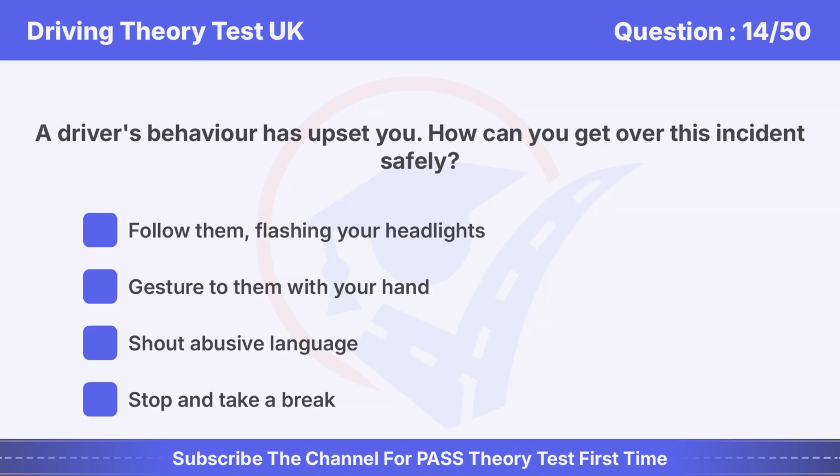Question 14. A driver's behavior has upset you. How can you get over this incident safely?